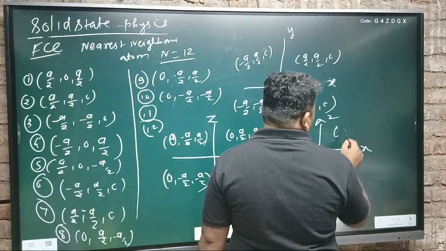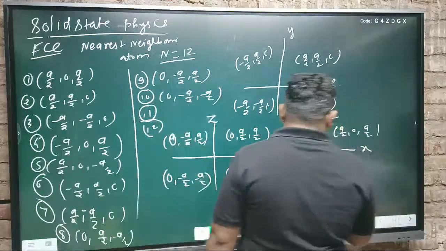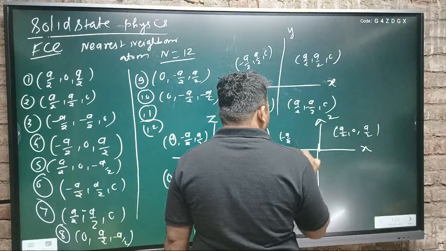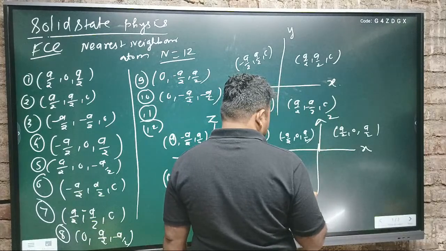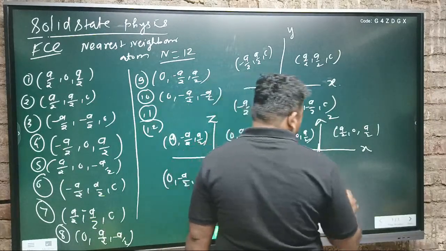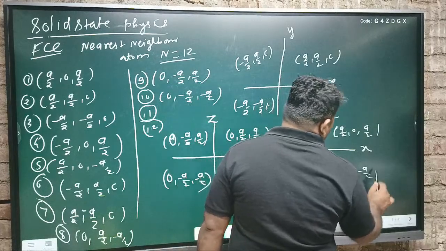Okay, xz: a by 2 comma 0 comma a by 2. Here this side minus a by 2 comma 0 comma a by 2. Below minus a by 2 comma 0 comma plus a by 2. Here a by 2 comma 0 comma minus a by 2.